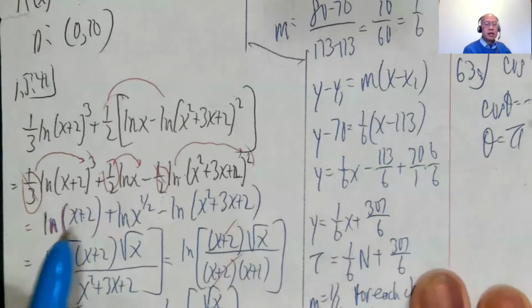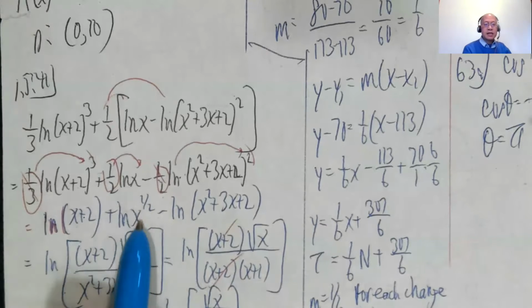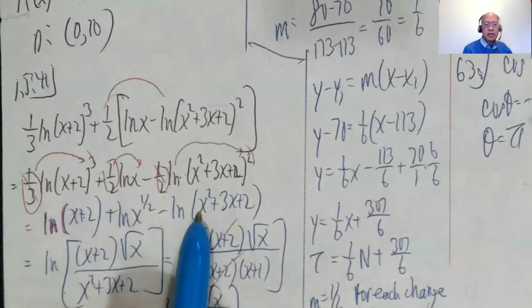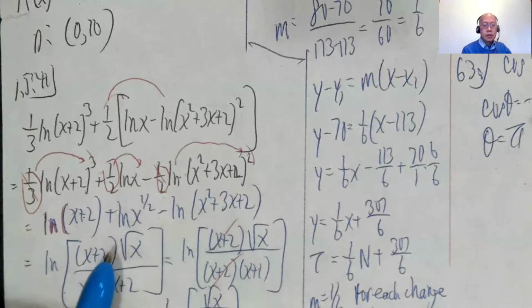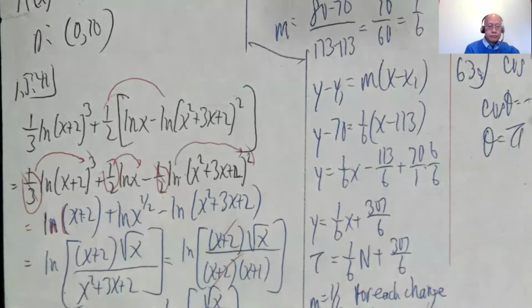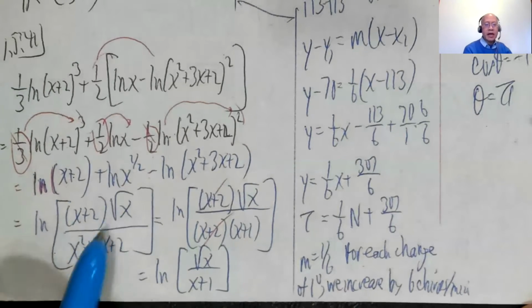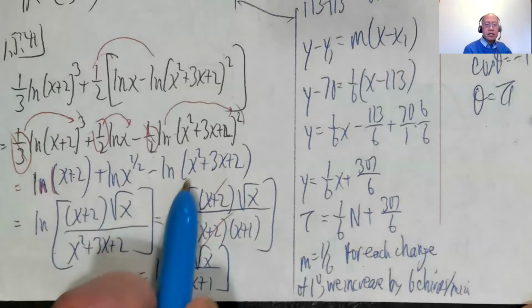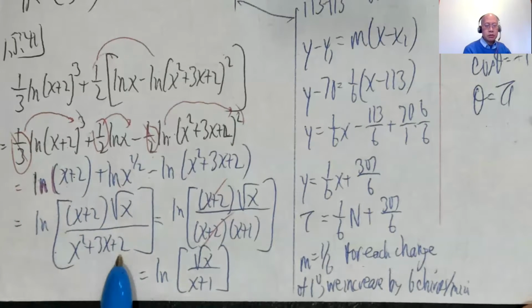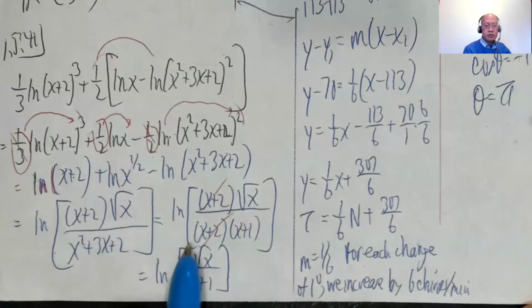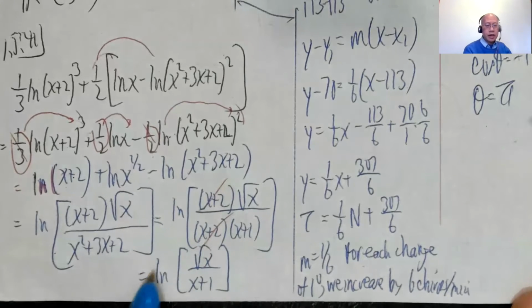So I'm left with ln (x plus 2) plus ln x to the half minus ln of (x squared plus 3x plus 2). That means square root. Put them together, ln (x plus 2) times x to the half, which means square root of x. Minus means divided by x squared plus 3x plus 2. Furthermore, I can factor this into (x plus 2)(x plus 1). These will cancel out. So the final answer is ln of radical x over x plus 1.